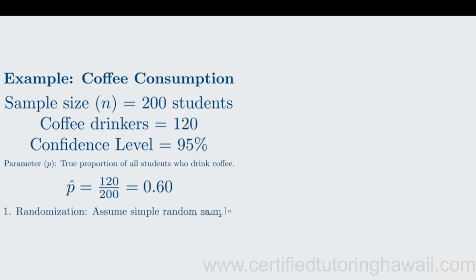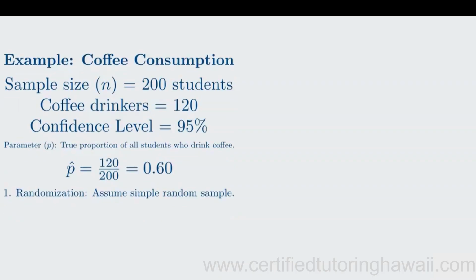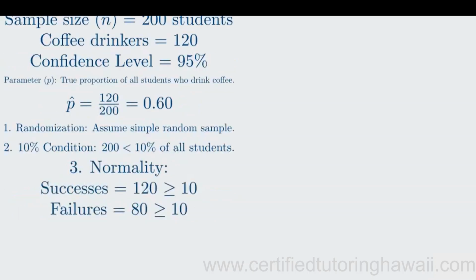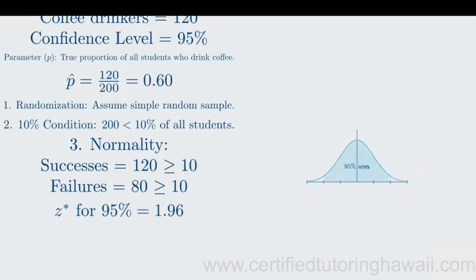Now, let's verify the conditions. First, randomization. We assume we took a simple random sample. Second, the 10% condition. 200 is definitely less than 10% of all students at a very large university. Third, normality, or the large counts condition. Successes equal 120, and failures equal 200 minus 120, which is 80. Both are at least 10. The conditions are met. For a 95% confidence level, the standard critical value z-star is 1.96. This is the z-score that cuts off the middle 95% of a normal curve.